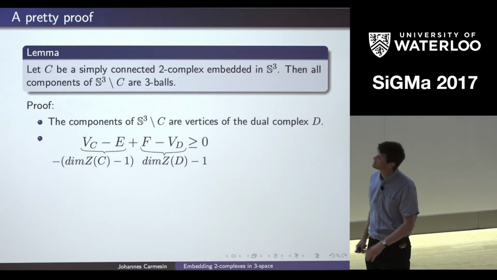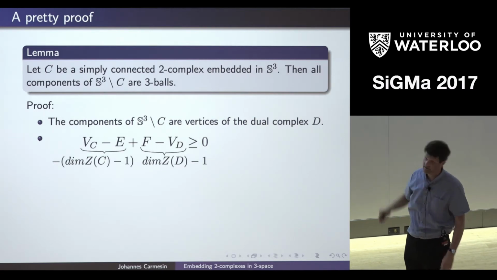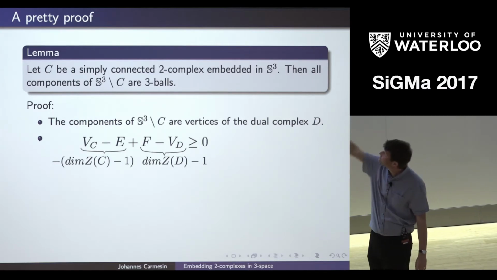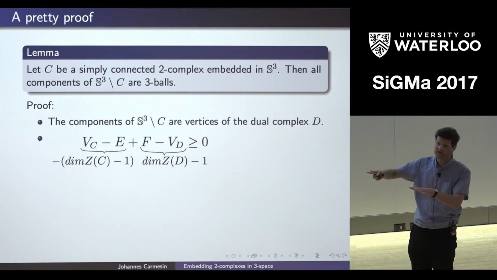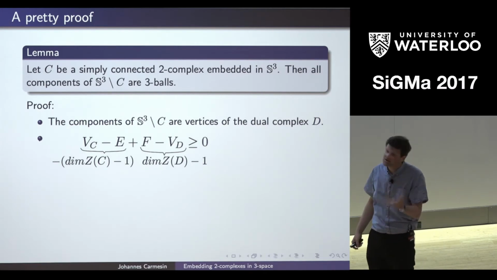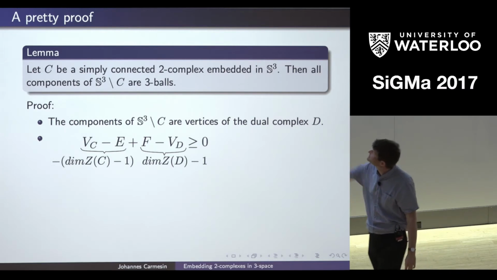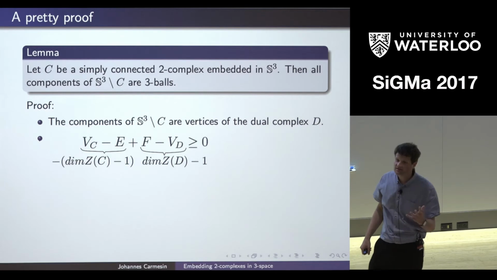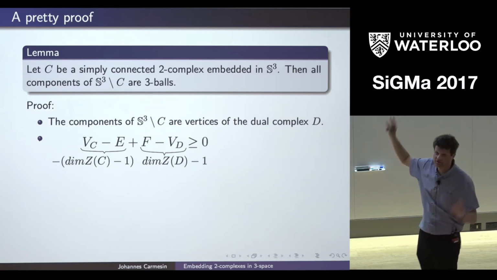So let's assume the 2-complex is simply connected. So the number of vertices is the size of a spanning tree, plus minus 1. So vertices minus edges is plus minus 1, the number of edges that are not in the spanning tree. And this is just the dimension of the cycle space, plus minus 1. And similarly in the dual. So the edges of the dual are the faces of the original complex. So faces minus vertices of the dual is the dimension of the cycle space of the dual, plus minus 1.